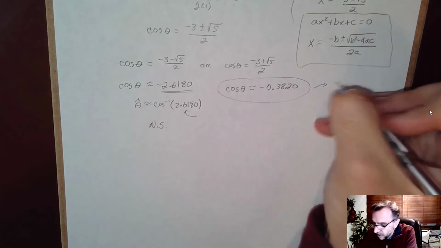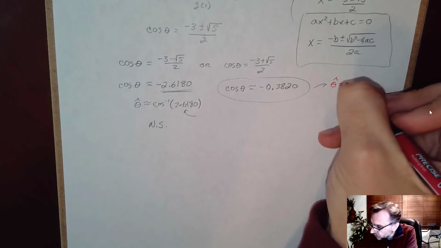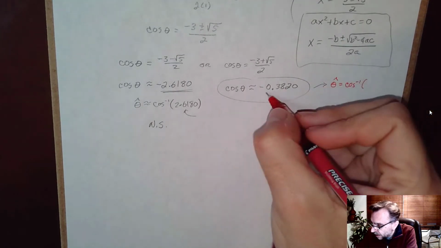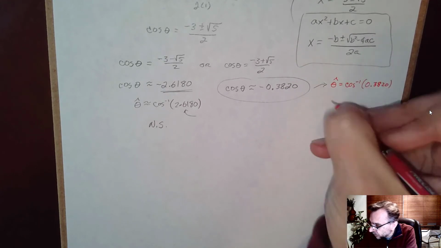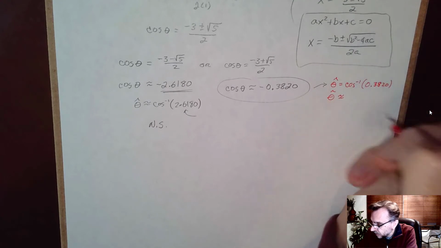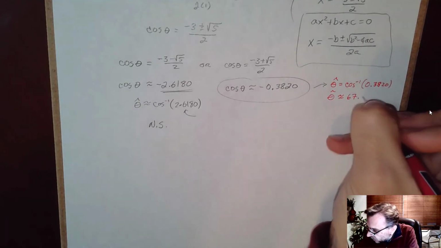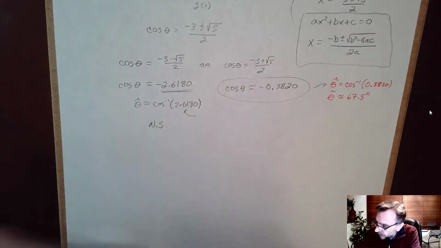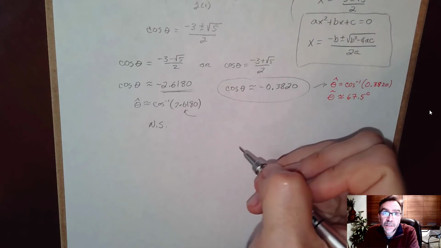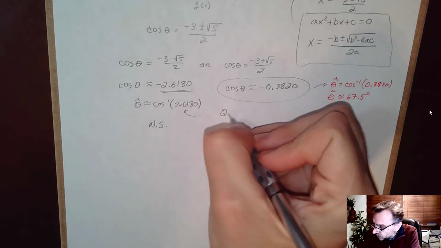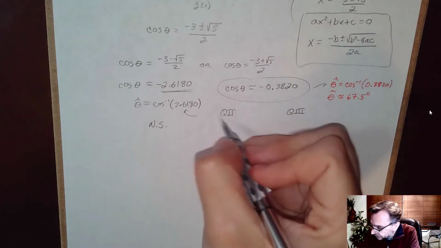So what I'll do is come off to the side and I'll say the reference angle is going to be equal to cosine inverse of the absolute value of that. So 0.3820, right? And when I do that on a calculator, I get approximately 67.5 degrees. All right, and so we come back to here, cosine is negative in Q2 and Q3, right? So Q2 answer, and we're going to have a Q3 answer for this factor.